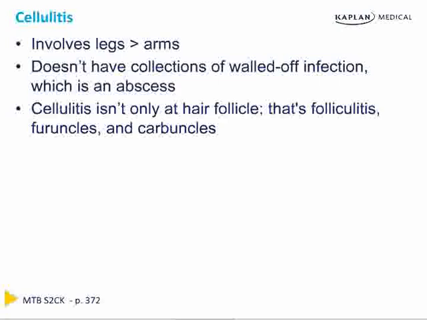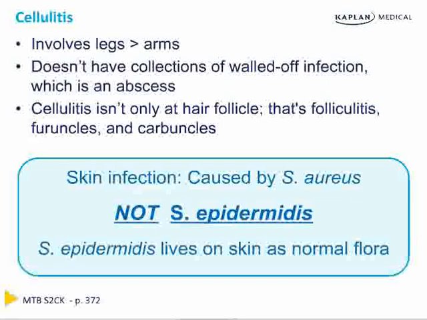Cellulitis isn't only at a hair follicle. If it's only at a hair follicle, it's folliculitis. If it's bigger, it's a furuncle. If it's bigger, it's a carbuncle. This is more diffuse. Skin infection is caused by Staph aureus, not Staph epidermidis. Staph epidermidis is normal commensal flora of the skin. Staph epidermidis lives on the skin as normal flora.